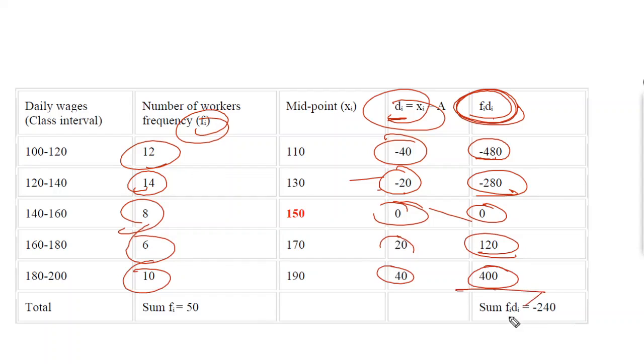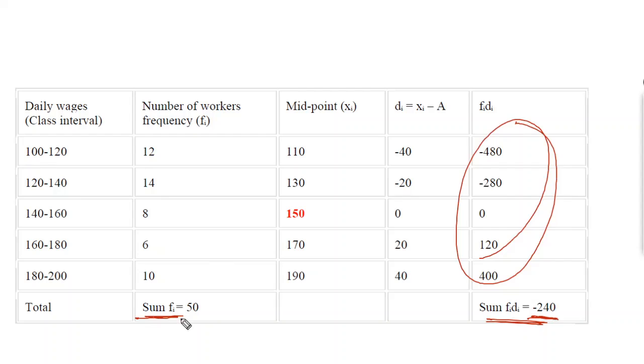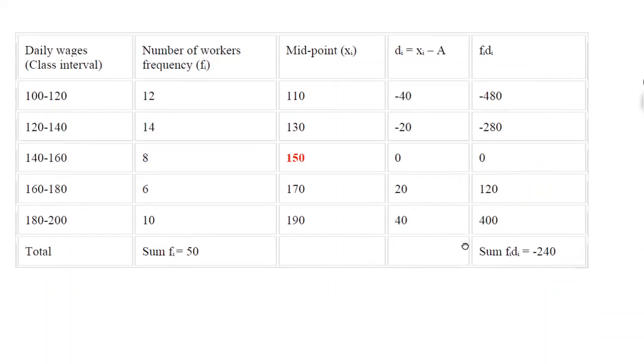Now what you have to find? Sum of Fi Di. So 400 plus 120 is your 520. Here you have to subtract 280 plus 480. So it will be equal to minus 240. You please find the sum of all these numbers. And we have to also find the sum of Fi. Fi's are here, F1, F2, F3, F4, F5. Now we have to find the sum, that is equal to 50. 10 plus 6 plus 8 plus 14 plus 12 equals 50. Now what we will do? We will move to the calculation stage.